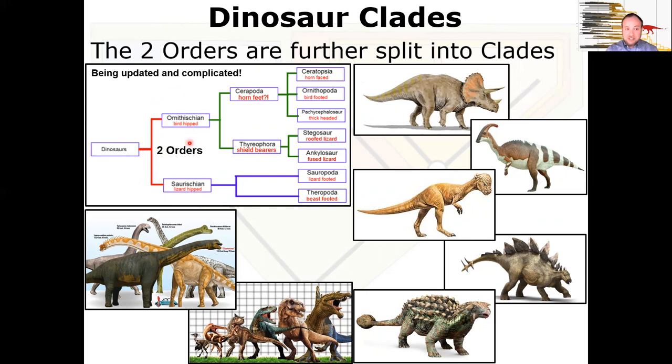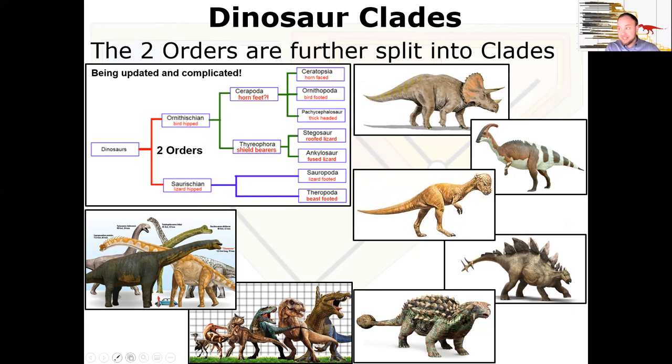Of the ornithischians, there are these major clades. There's the ceratopsia, the horn-faced; ornithopoda, the bird-footed; pachycephalosaur, the thick-headed; stegosaurus, the roofed lizards; ankylosaurs, the fused lizards. The plates are fused, they're like tanks. The sauropods, the lizard-footed, and then theropods, the beast-footed. These are the major clades that we'll be talking about later. They're the major lumps of dinosaur species based on shared characteristics, based on shared evolutionary history.